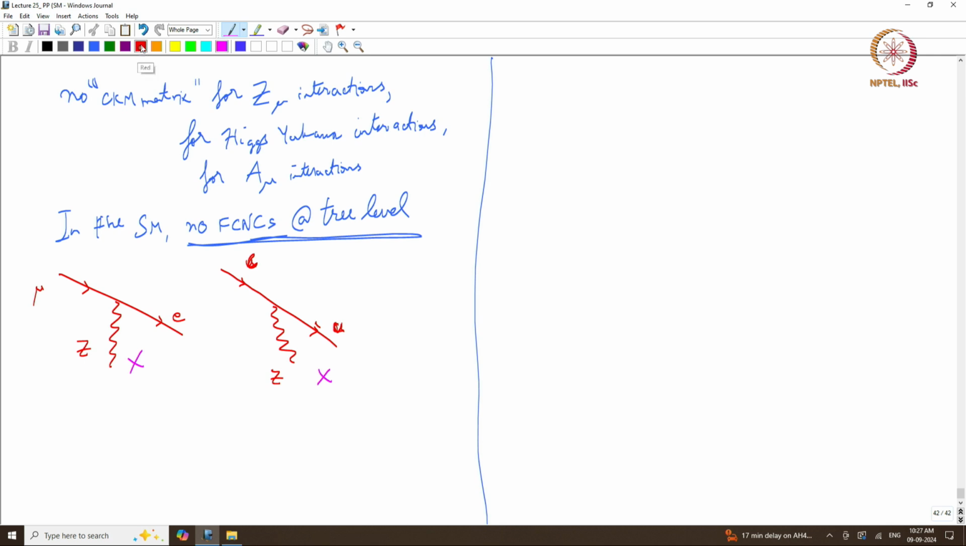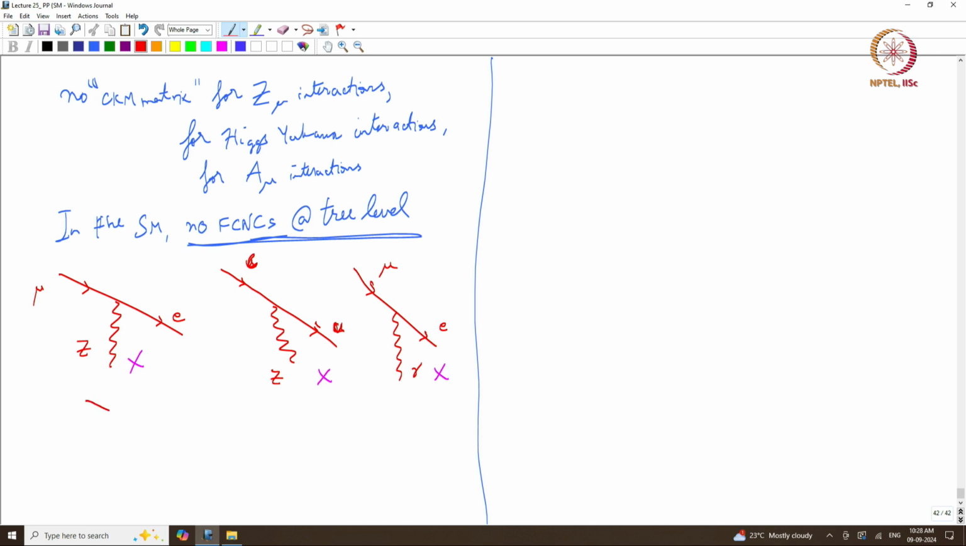Okay, but it also means I cannot have a muon going to an electron spitting out a photon either, okay, nor a Higgs. Okay, that is what this statement generically means. At tree level there are no flavor changing neutral currents. So again, now let us inspect that phrase at tree level. Why do I say at tree level?